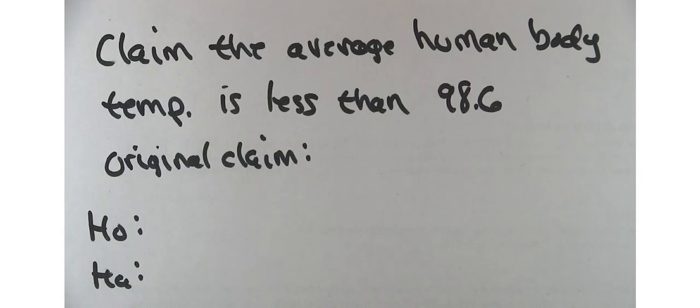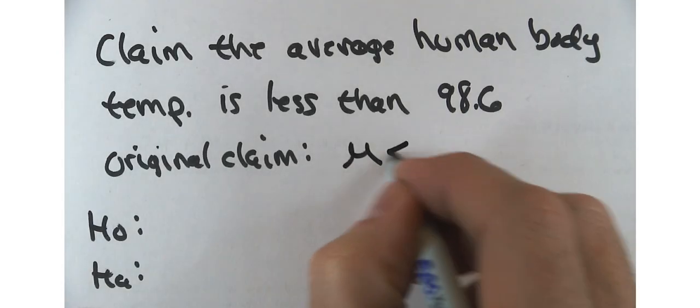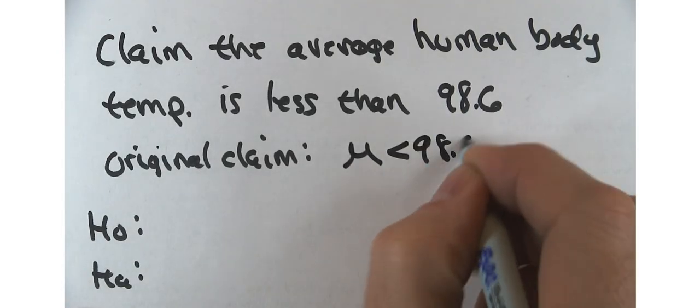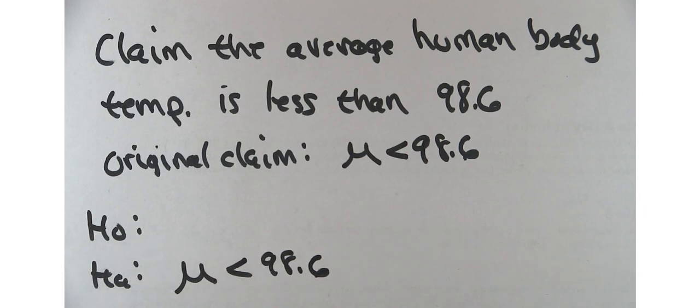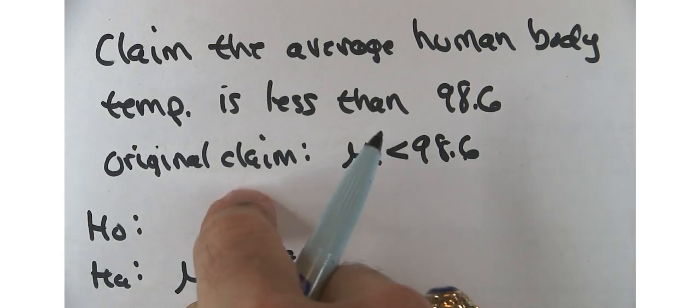Now, if you're testing claims about an average, what parameter would that be? Mean. So what symbol do we use for this claim? Mu is less than 98.6. Royale, what hypothesis does this have to be part of? Alternative hypothesis. Good. So that's going to be mu is less than 98.6. Bashir, if that's my alternative hypothesis, what has to be in the null hypothesis?